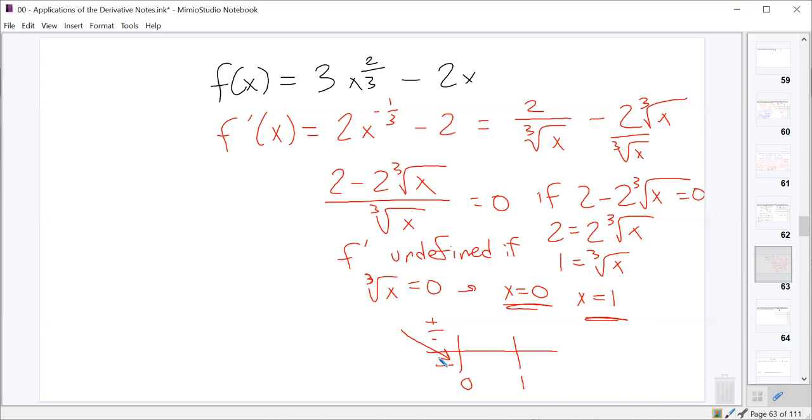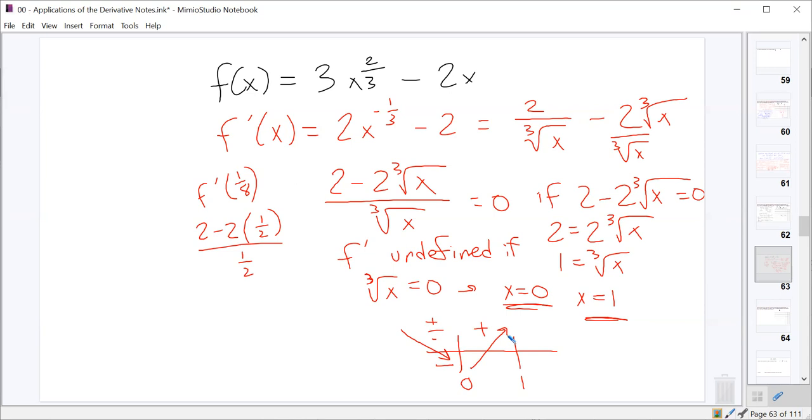If I plug in something between 0 and 1, we kind of have to be strategic about what we're going to plug in there. Something that's easy to cube root. So something that's easy to cube root between 0 and 1 would be like 1/8. That gives us 2 minus 2 times the cube root of 1/8. The cube root of 1/8 is a half. And then we'll divide that by a half. We can see that the numerator is just 2 minus 1, which is positive, divided by 1/2, which is positive. So this is positive, and our function increases from 0 to 1.